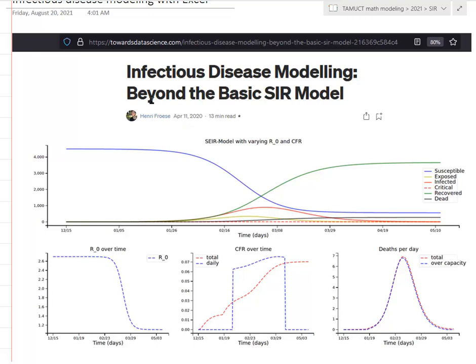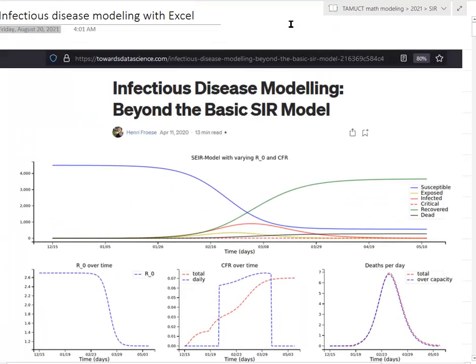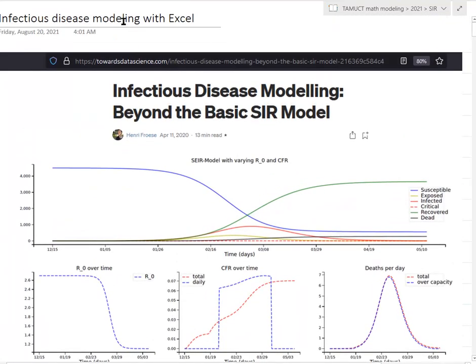Okay, here is a page in OneNote you have access to. This page, the name is called up here, Infectious Disease Modeling with Excel. And it's based on a web page that I copied. You can find the address here if you want to find the original web page. Now I'll go through this step by step and explain to you the different parts.